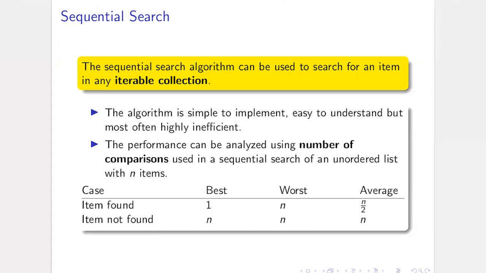Worst case, it is at the very end. Then the cost would be, you will have to have n comparisons. On the average, we can say it is n by 2. And if the item is not found, the cost is n actually, because until we search the entire collection, we would not know whether it is present or not. So the cost is n.